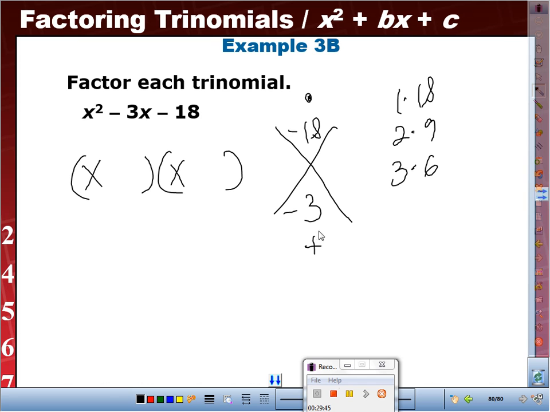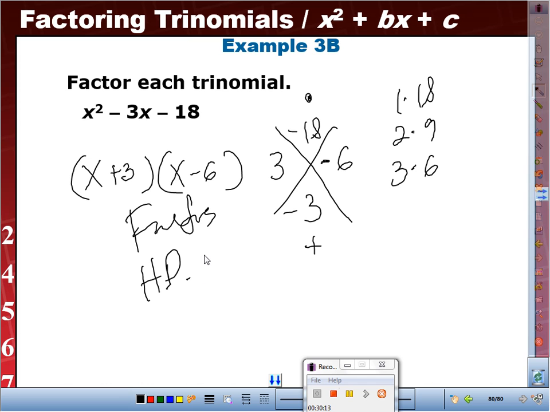Taylor, 3 and... How do you know that the 6 is negative? Because this one is negative. That is correct. X plus 3, x minus 6, factors. A good one. Our homework for tonight is found on pages 538, 539.